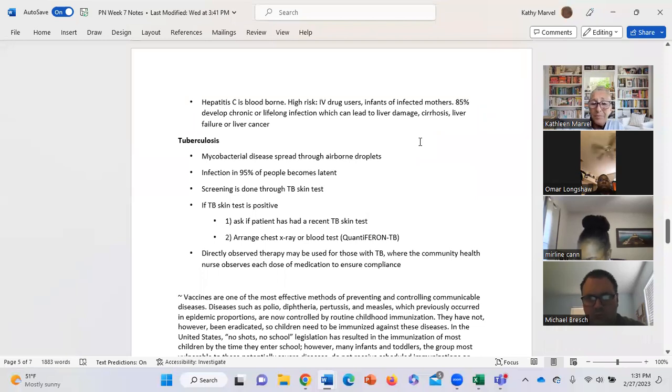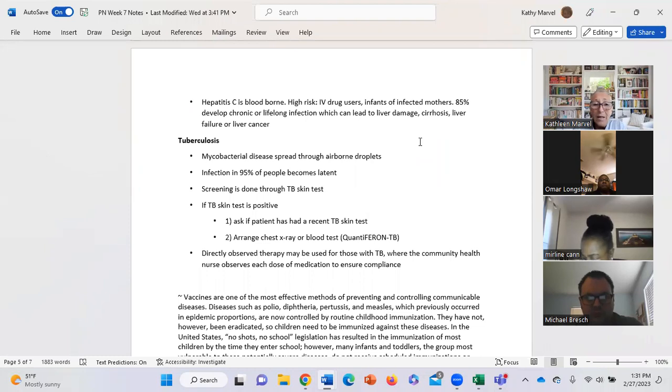Hepatitis C is also bloodborne, but this is very dangerous for infants of infected mothers. And then the last one on here is tuberculosis. What do we know about TB? It's a bacterial disease spread through airborne droplets. You guys have gone through this in Med-Surg.